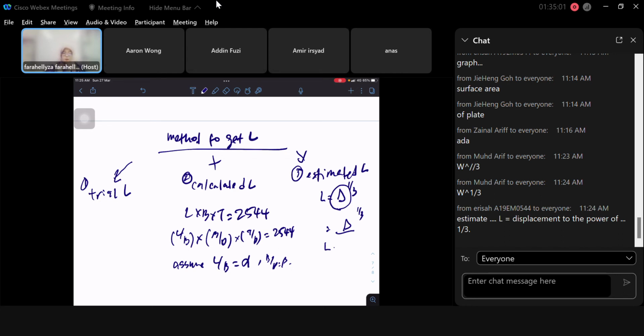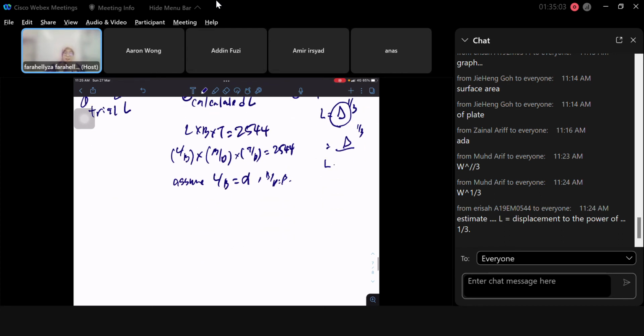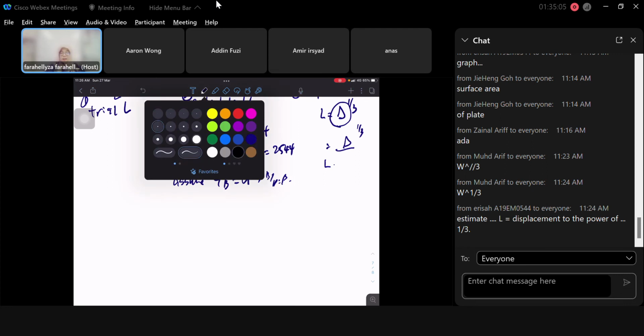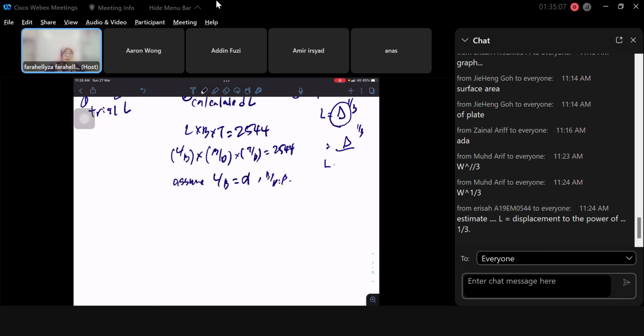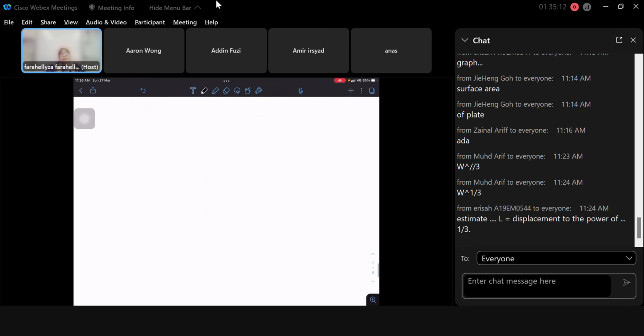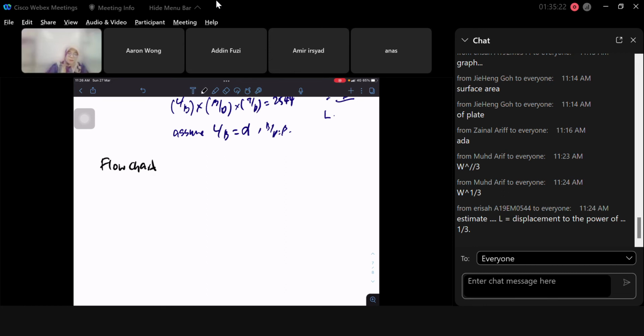If I want to summarize, last time one of the questions from the test was the flowchart of determining the main dimension. So you have to know this flowchart. So we start with the design governing equations.